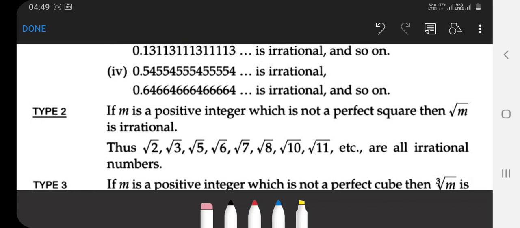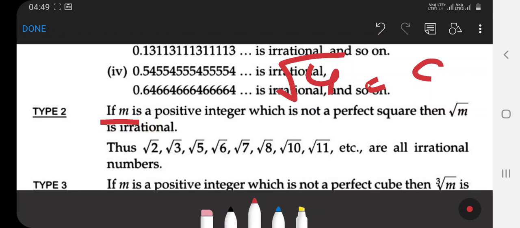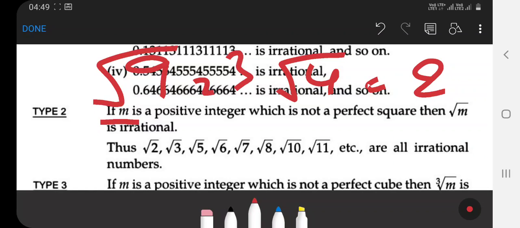The second example: suppose m is any positive integer which is not a perfect square, then root m is irrational. The meaning of perfect square: root 4 is equal to 2, root 9 is equal to 3. These numbers are perfect square numbers.